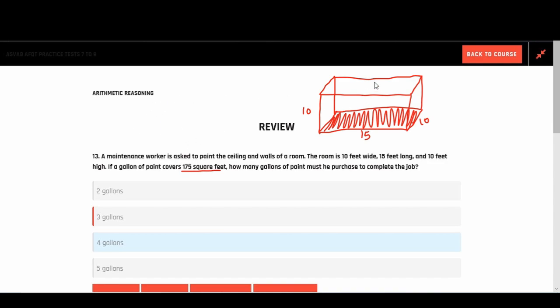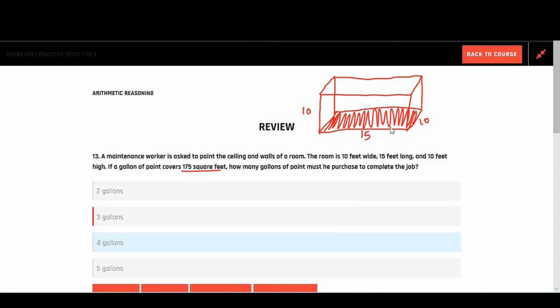We have a ceiling, which is right here, and a floor, which is right here. There's 2 faces per side. There's a ceiling, a floor, a width, and a front and a back. So there's 6 faces for all rectangular prisms, and we're only painting 5 of those. So the ceiling is just going to be 1.